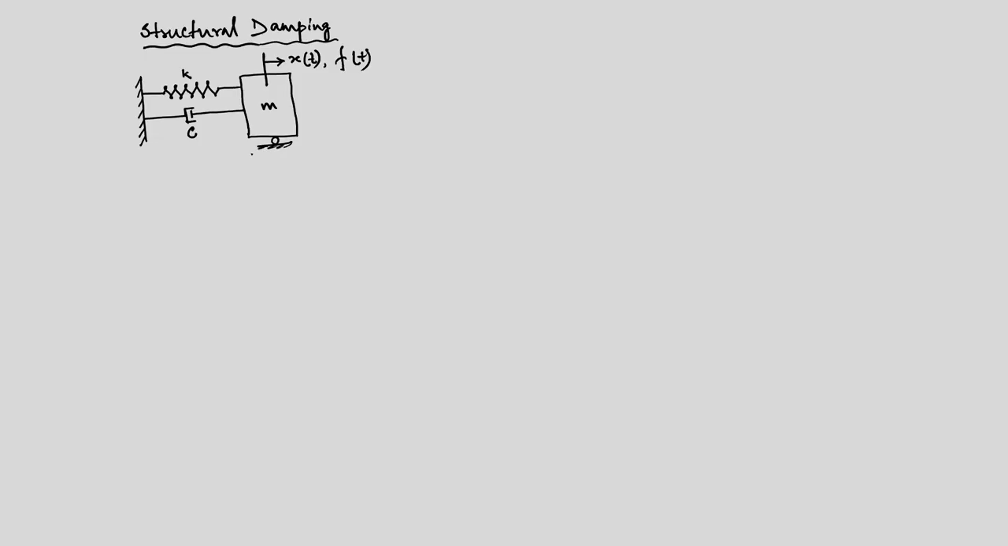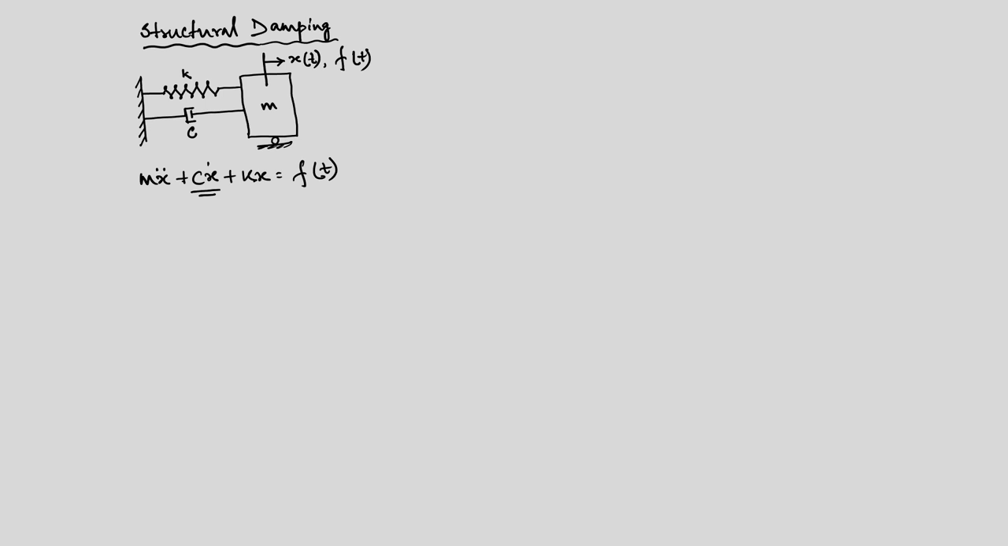Okay, so let us continue our discussion. Today our topic is structural damping. We have already discussed how to derive the equation of motion for the system, which you can see on your screen. Obviously the equation of motion is m x double dot plus c x dot plus k x is equal to the applied force. Today our focus will be on this middle expression, which is c x dot.